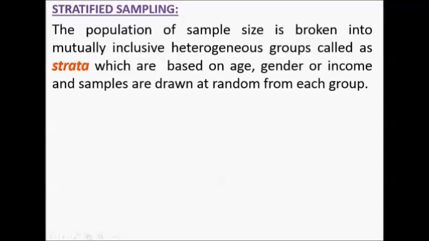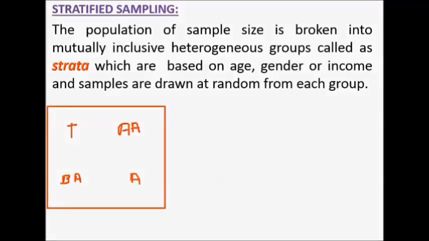The population or sample is broken into mutually inclusive heterogeneous groups called strata, which are based on age, gender or income, and samples are drawn at random from each group. Now suppose you have to analyze the academic performance of college-going students, then in your sample you have some toppers, T for toppers. These are above average students, that is AA. These are below average students, that is BA, and these are average students. So suppose we have only these 4 categories with us.